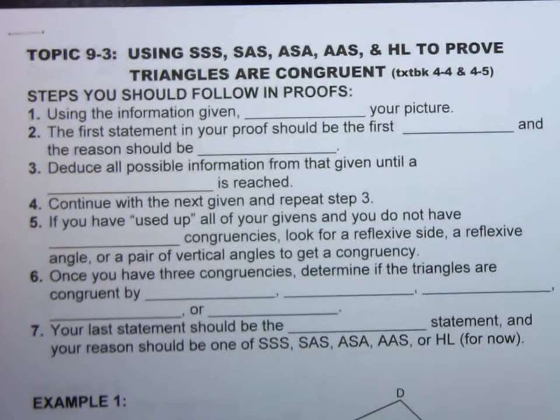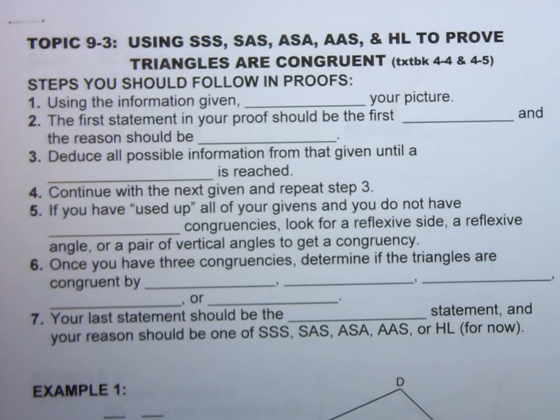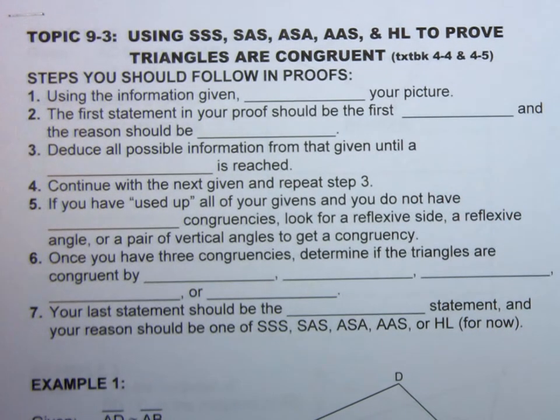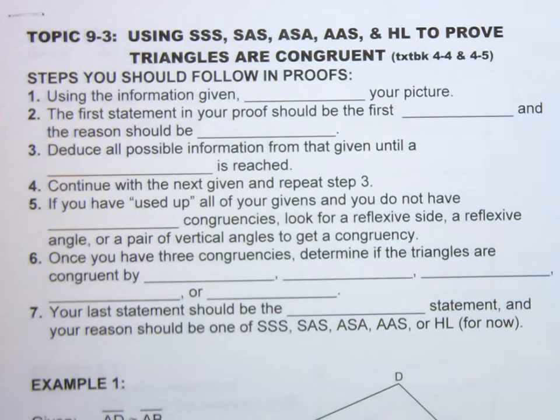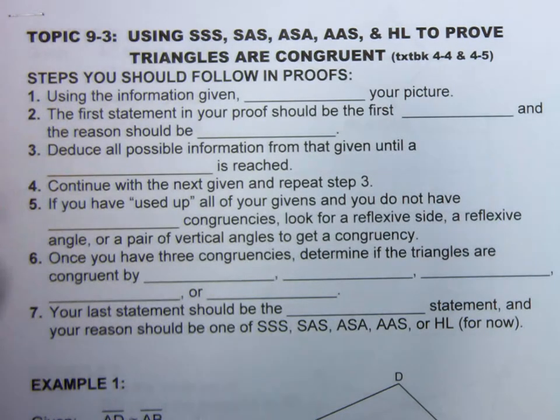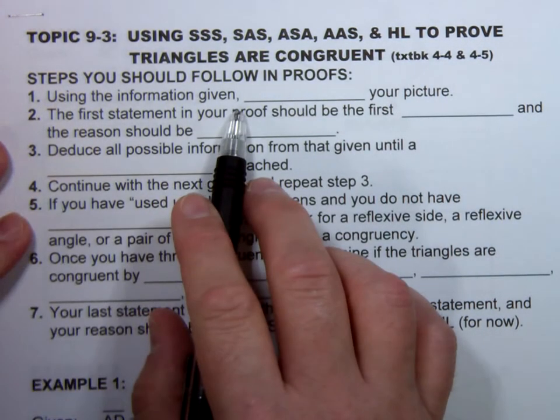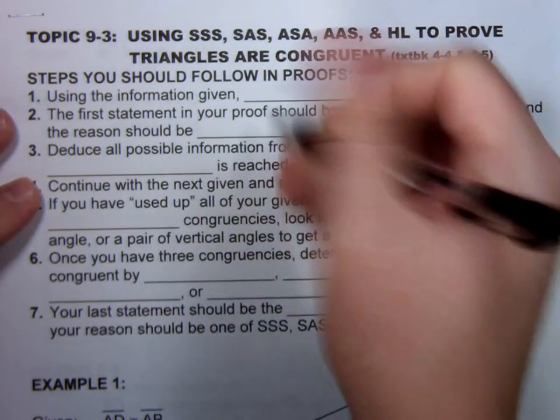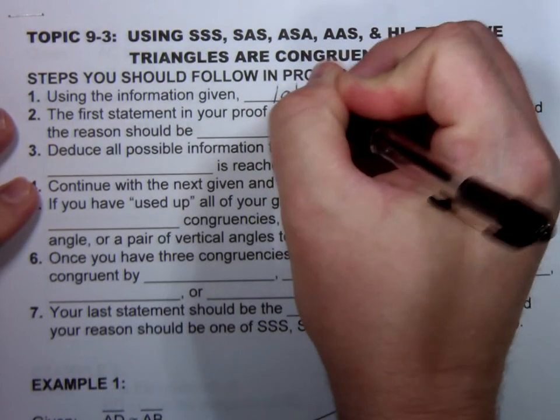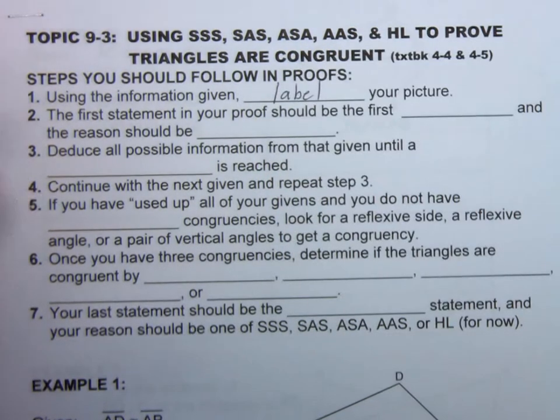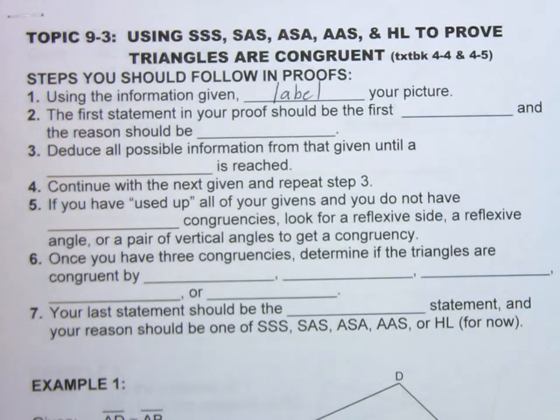Alright, today we're going to start actually writing proofs for proving triangles congruent. To start off with, here are some general guidelines since we're just learning how to do proofs and still trying to get comfortable with that. Using the information given, you want to label your picture. So we want to mark anything congruent that we know is congruent and any other information that might give us.